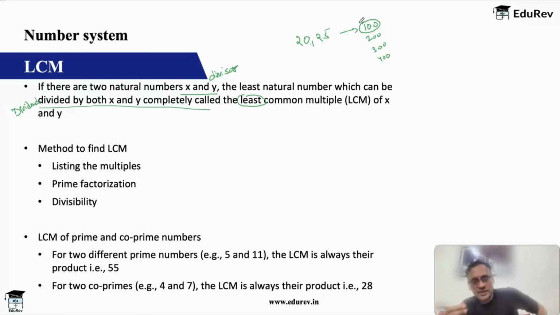And LCM always will be equal to or bigger than the largest number. HCF, if you remember, was always equal to or smaller than the smallest number.